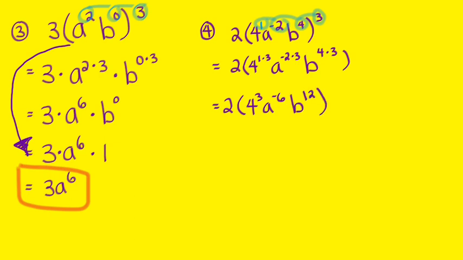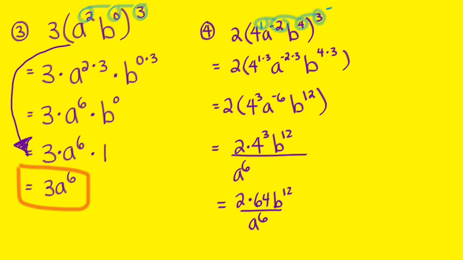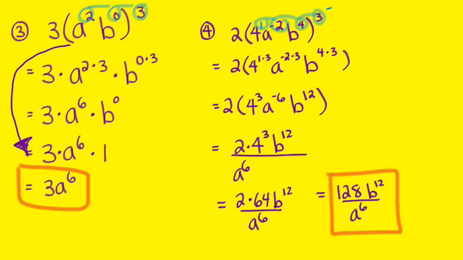Now I need to take some tickets. So I have 2 times 4 to the 3rd times, and I move a to the 6th downstairs, and then b to the 12th. Not done yet, because I have 4 to the third power, 64. And then my last step is to multiply that 64 times 2, and I get 128, b to the 12th, a to the 6th.